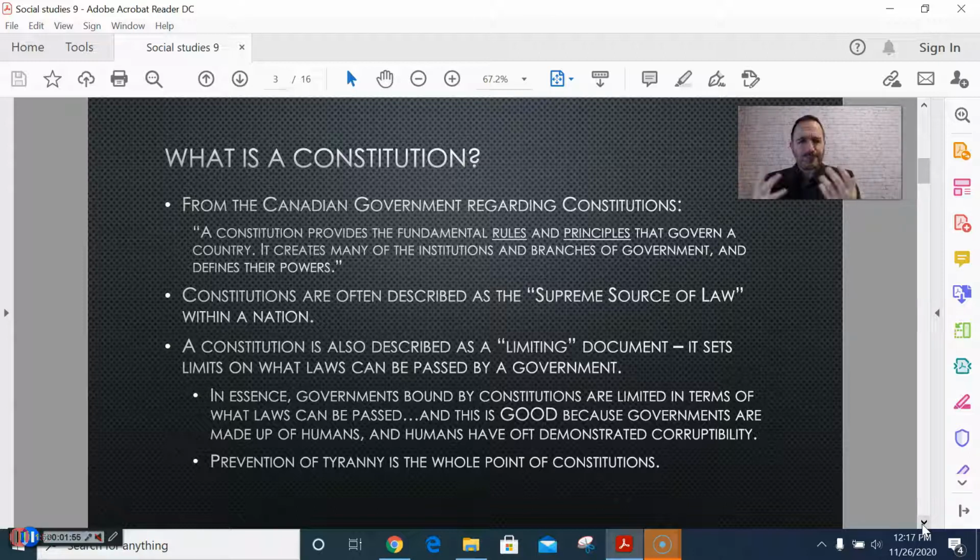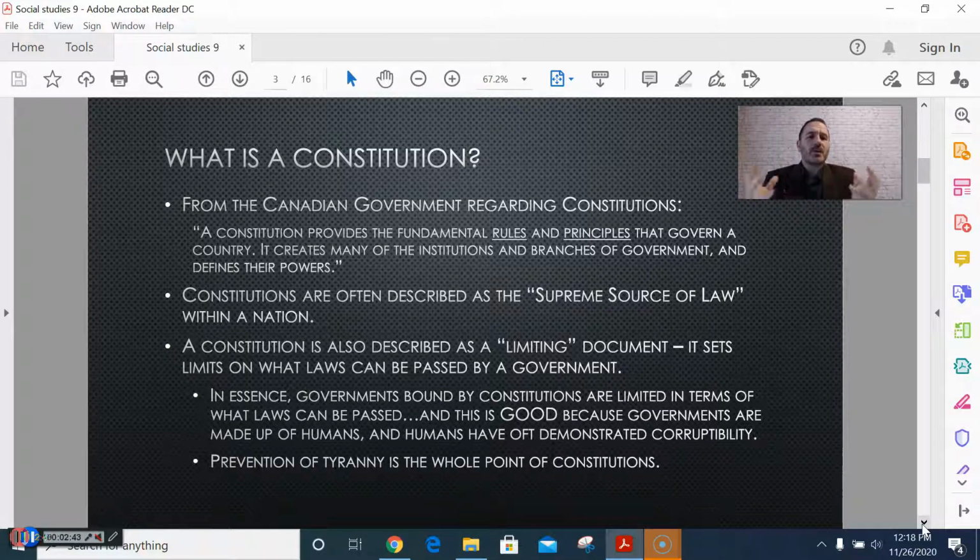To consult the Crown. So, guys, a nice little definition of what a constitution is: a constitution provides the fundamental rules and principles that govern a country. It creates many of the institutions and branches of government, and it also defines their powers. Now, probably the most important part, folks, of a constitution is this idea that it is the supreme source of law within a nation. What does that mean, Mr. Crosby? Well, basically, guys, what it means is that you have this thing called the Constitution, which is above government, right? Government is confined by this thing called the Constitution.